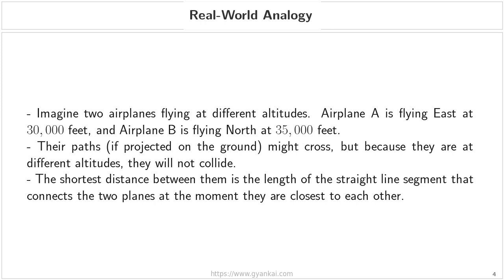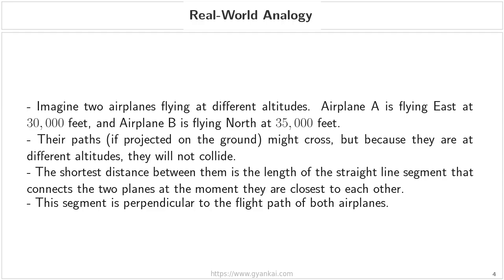The shortest distance between these two paths isn't just any random diagonal line. It is the length of the specific, straight line segment that connects them at the exact moment they are at their closest point to one another. Crucially, for this to be the shortest possible path, this connecting segment must be perpendicular to the flight path of Airplane A and also perpendicular to the flight path of Airplane B. This concept of a common perpendicular is the key to the entire formula we derived in the previous slide.